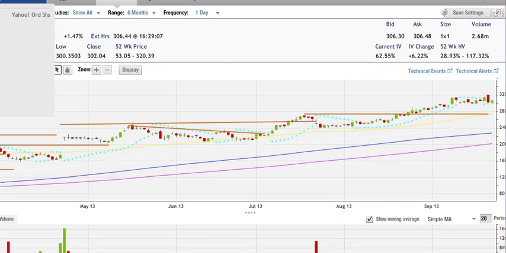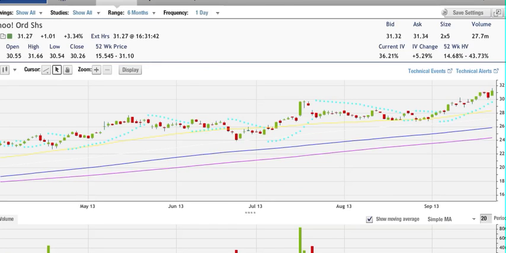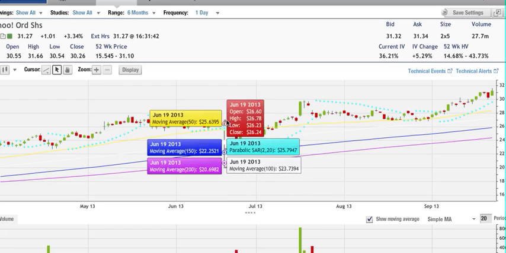Another big mover, YHOO, up 3.3% for the day, trying to break out but failing in my opinion. We did have very nice volume here. I want to see a confirmation tomorrow. Tomorrow we will not rally. I would take this as a failed breakout, so we will see what happens tomorrow.